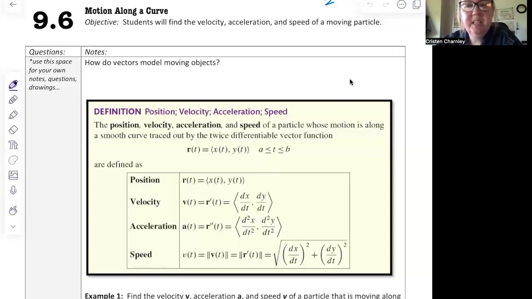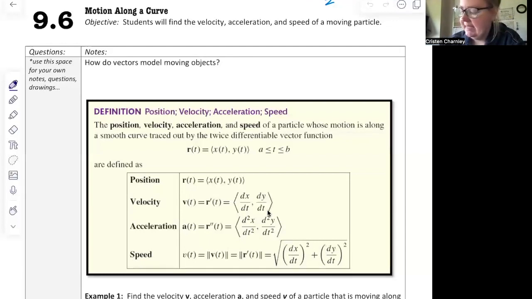So position is what's given to you, just like we had earlier. Velocity will be the first derivative. Acceleration is the second derivative. And speed, we actually just used that in the arc length formula, is going to be the square root of the derivative of the x term squared plus the derivative of the y term squared.